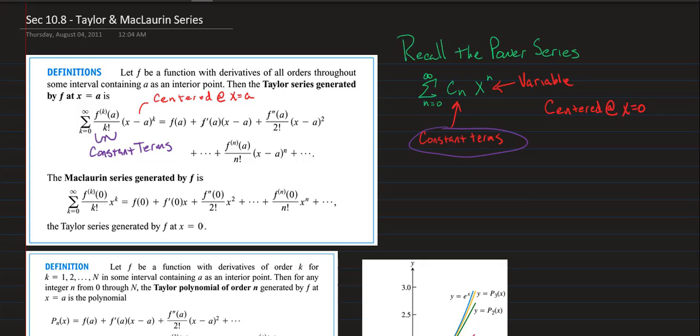And then we have x minus a raised to a k, just like we had our variable part of our power series from last time, x raised to a power of n. So the Taylor series tells us how we can determine what those constant terms are going to be. So the Taylor series is going to be the sum k equals 0 to infinity of the kth derivative evaluated at a divided by k factorial. Here k would be the index of our power series.